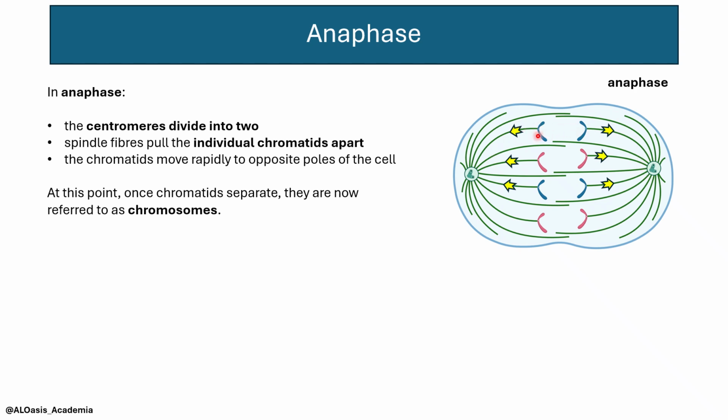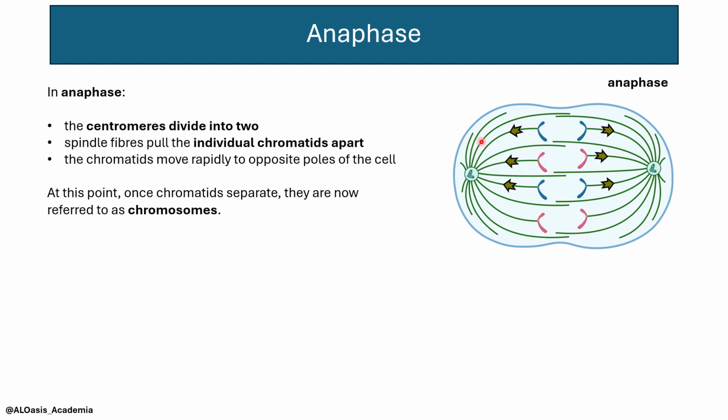So the centromere will break down or divide, and then the spindle fibers, this one will contract and pull this sister chromatid toward this side, and this fiber will contract and pull this sister chromatid to this side. The chromatids will move rapidly to the opposite pole inside the cell. At this very moment, once the chromatids are separated, we will refer to each one as a chromosome. Because the sister chromatids have now been separated, that's one chromosome and that's one chromosome.